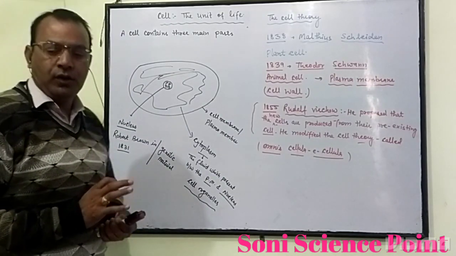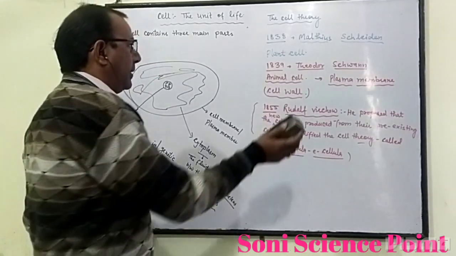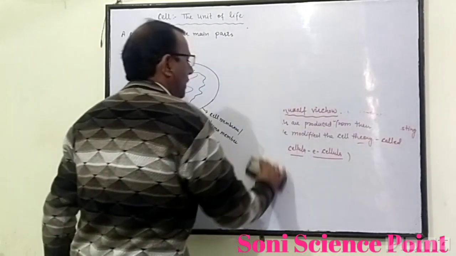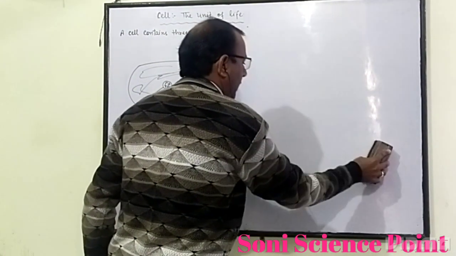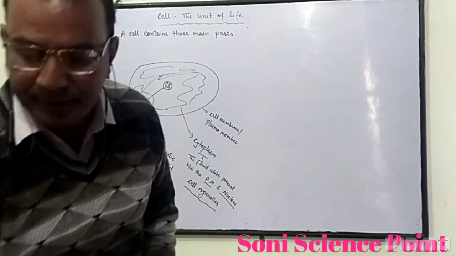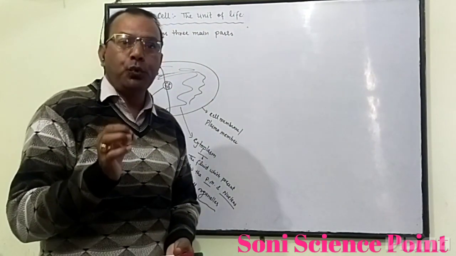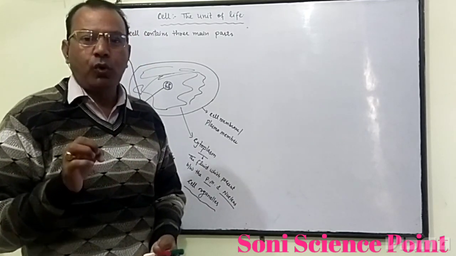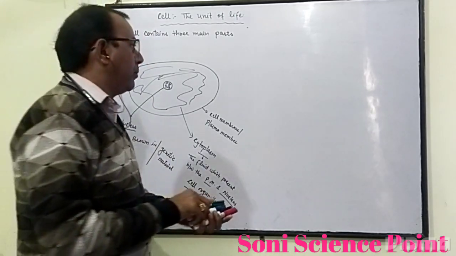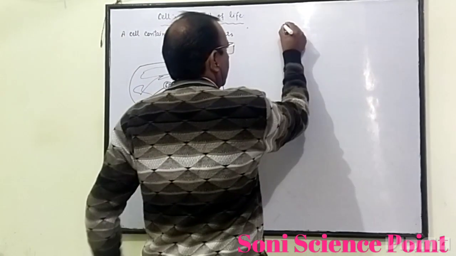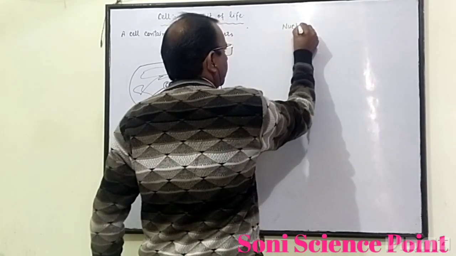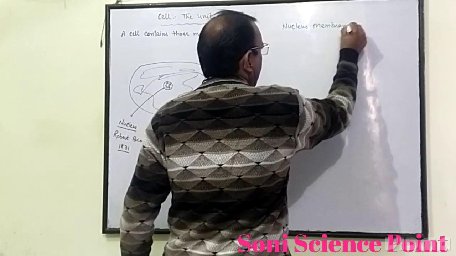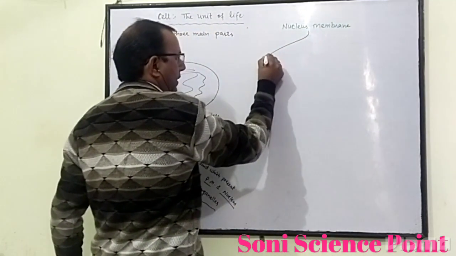So on the basis of nuclear membrane, we categorize the organism into two types. If the organism contains a nucleus membrane, those are called eukaryotic. And the organism in which the nucleus membrane is not present, those are called prokaryotic. We categorize the organism on the basis of nucleus membrane.